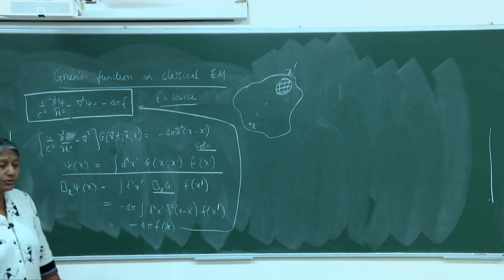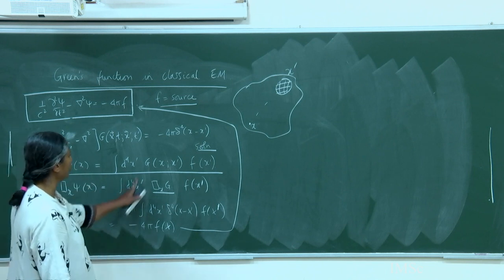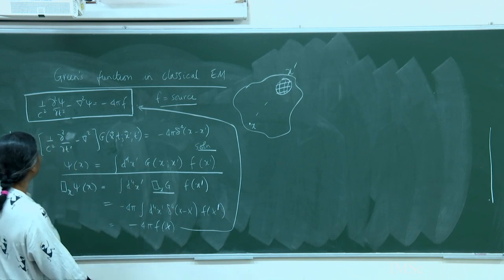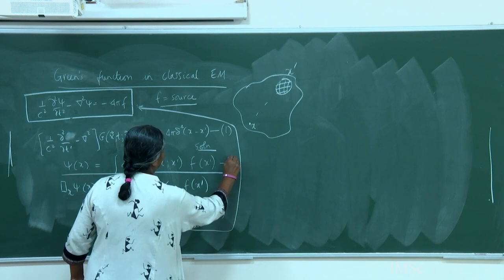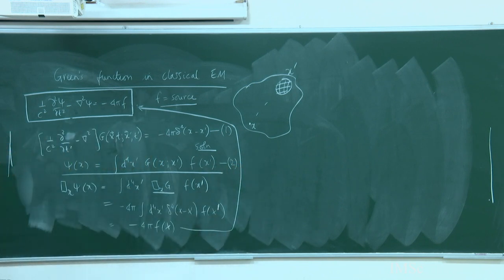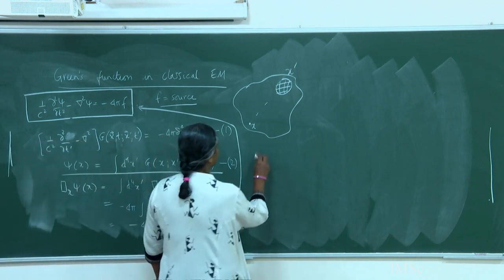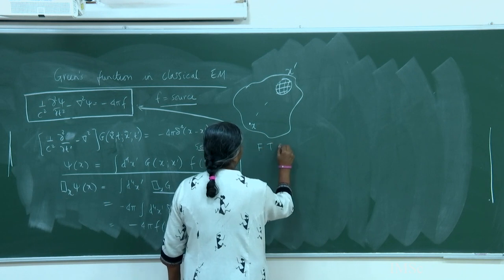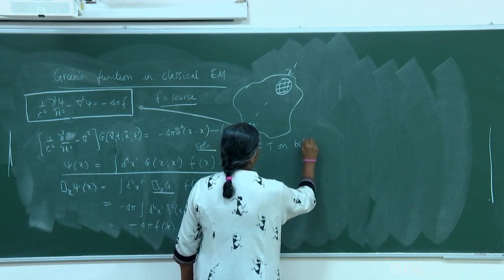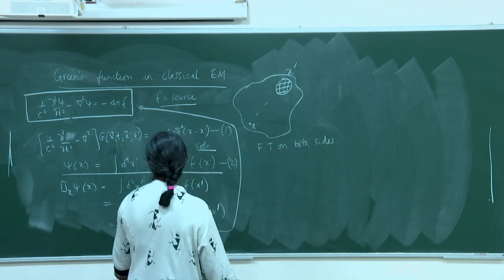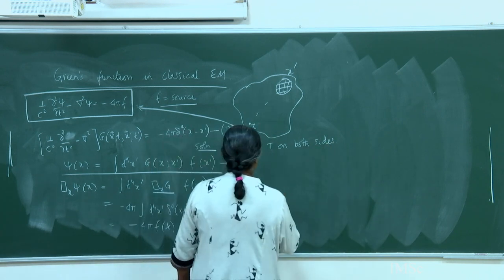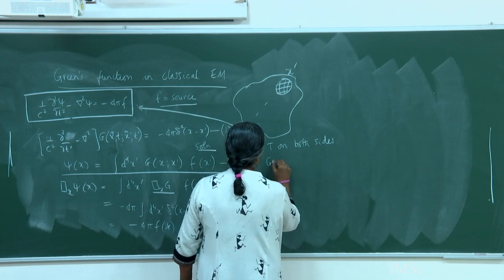So how do I find a solution? To find the solution I must solve for g. So how to solve for g? I must solve equation 1. The simplest way to solve equation 1 is to do a Fourier transform on both sides. Obviously, I mean both sides. So let us define G of.